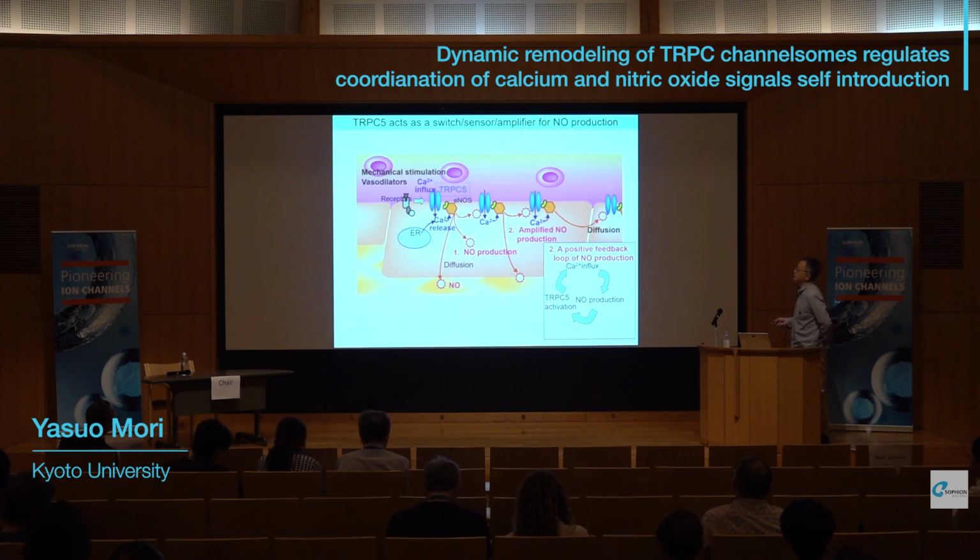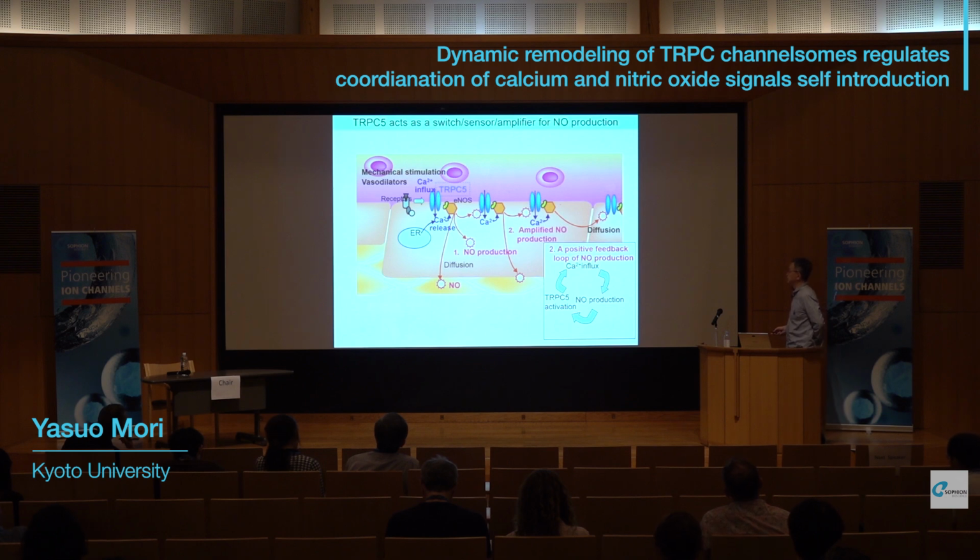And once eNOS is activated, of course, nitric oxide is produced, and this nitrosylates TRPC5 protein to activate those TRPC5 that are not yet activated or only weakly activated. And then calcium influx and calcium signaling are both enhanced and amplified, and eventually nitric oxide production is amplified. So definitely there should be a positive feedback loop of nitric oxide production mediated by calcium influx and also TRPC5 activation.